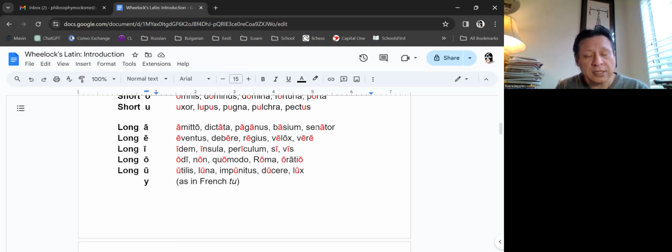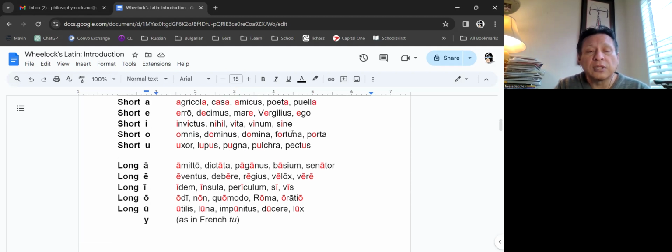The Y is technically a long vowel. Wheelock tells us that it's pronounced like the U in the French tu, or like the German über. I don't know how to pronounce it exactly, but you don't need it. Forget it. You're never going to see this vowel. I don't remember seeing it all through Latin 1, 2, or half of 3. I don't give you any words because I couldn't even think of any. Okay, so those are the vowels.